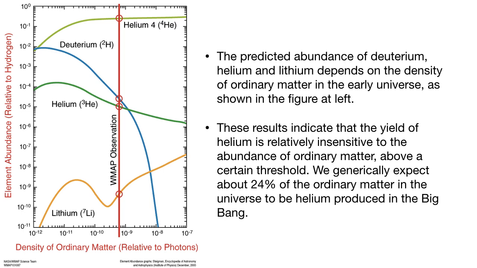Helium itself is quite stable, depending on the initial density of ordinary matter relative to photons. We know the photon's energy, and therefore using Einstein's equation, energy equals mc squared, we can calculate the photon's mass. And then we have the ordinary matter. We know the ordinary matter's average density. Therefore, we will have this vertical red line. From the vertical red line, we know this is what we observed.